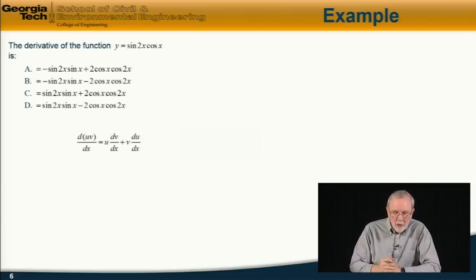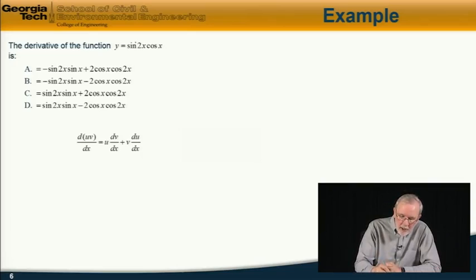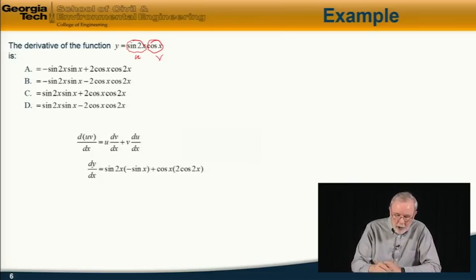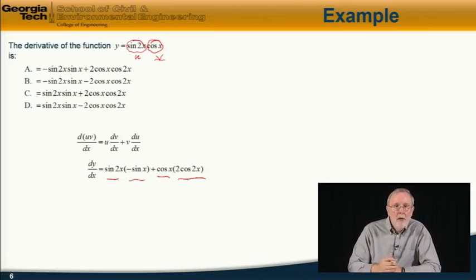So we're going to use our basic product rule here, and in this, sine 2x is u and cosine x is v. So therefore, dy by dx is u, which is sine 2x, times the derivative of cosine x, which is minus sine x, plus v, which is cosine x again, times the derivative du by dx. The derivative of sine 2x is 2 cosine 2x. So the answer is minus sine 2x sine x plus 2 cosine x cosine 2x, which is answer A.